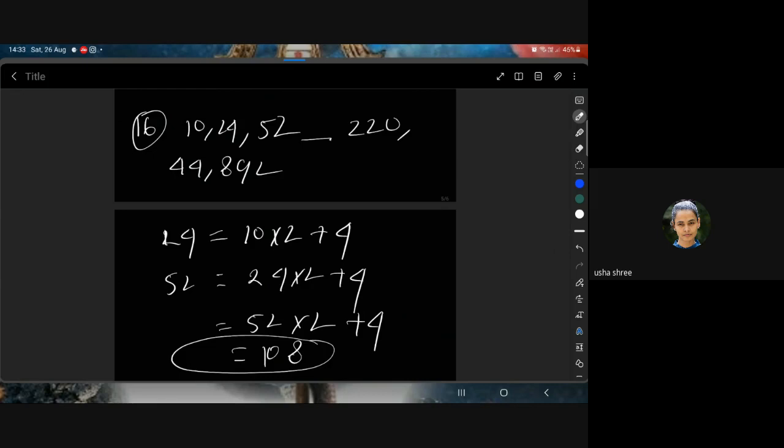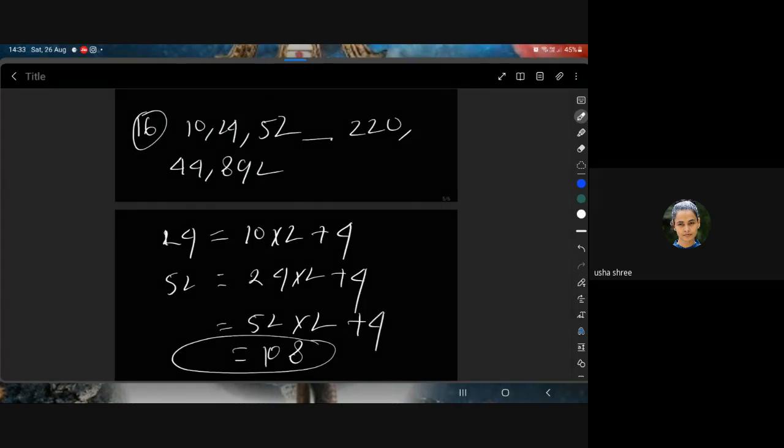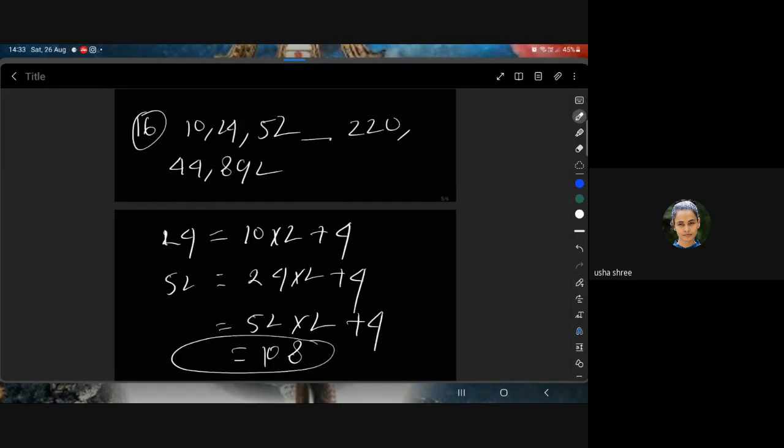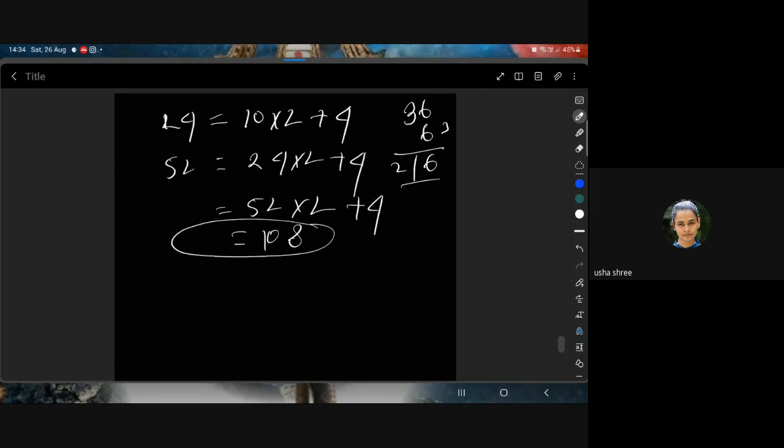I think there is a printing mistake. It will be 6 cube. 6 cube is 216, and 216 is not in the options. I think this is a printing mistake. 36 into 6 equals 216. Yes, but 216 is not in the options. This is a printing mistake, ignore it. The answer is 216.